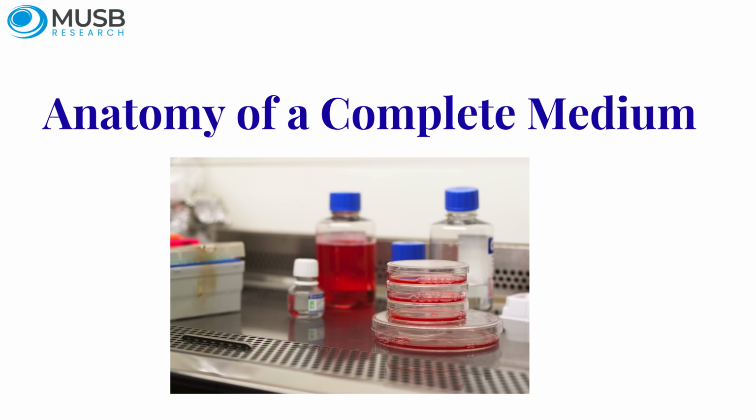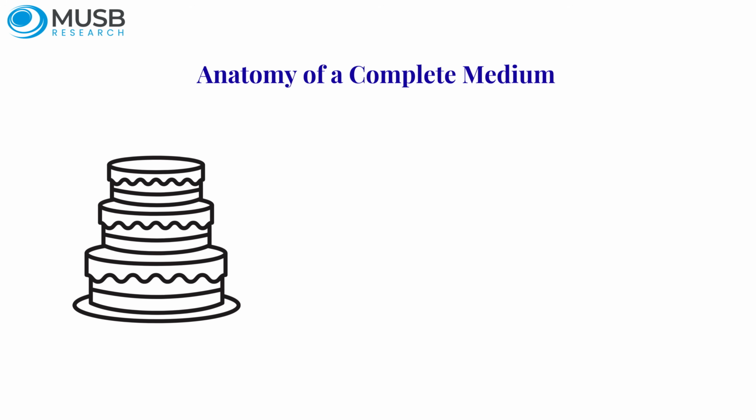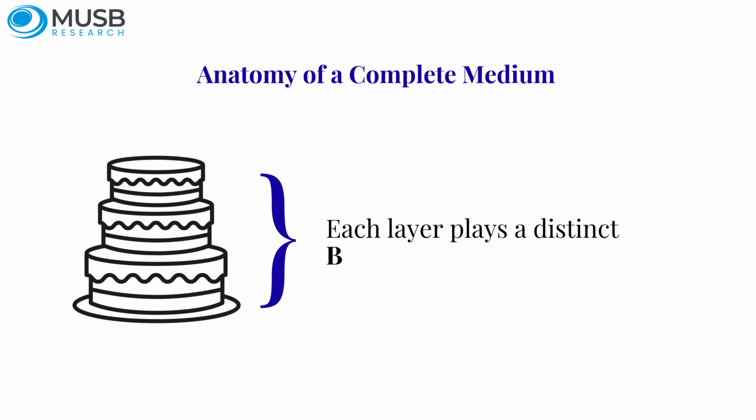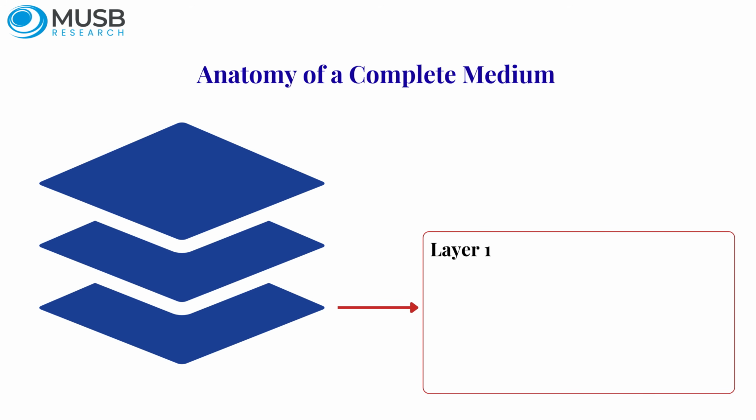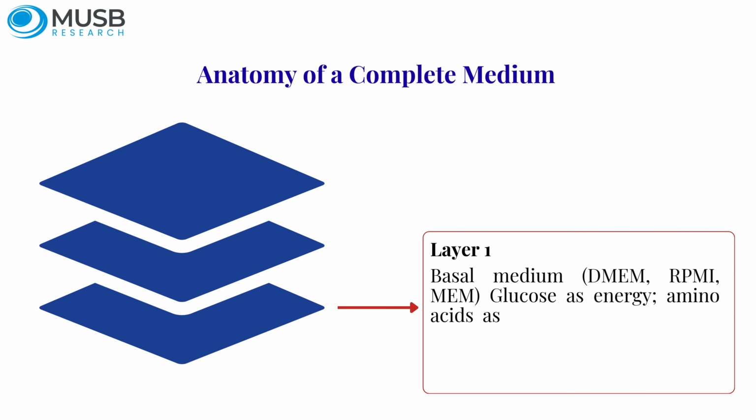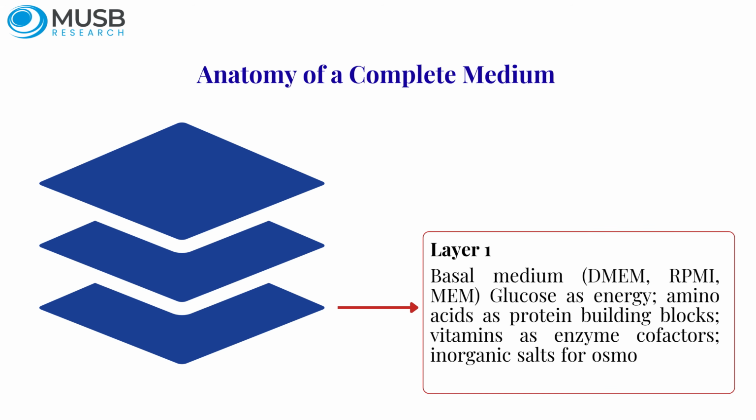Anatomy of a complete medium. Think of cell culture media like a layer cake. Each layer plays a distinct biological role. You can't skip a layer. Remove one and the whole structure collapses, and your cells along with it. Layer 1. Basal medium: DMEM, RPMI, MEM. Glucose as energy, amino acids as protein building blocks, vitamins as enzyme cofactors, inorganic salts for osmolarity and ion balance.